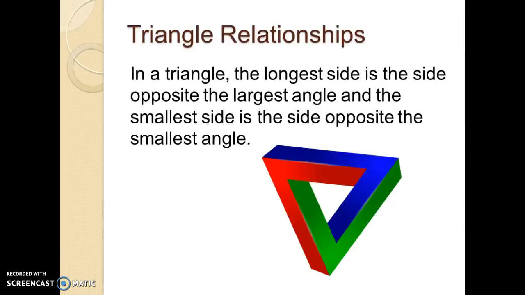To start the lesson, I will begin by activating prior knowledge. From the previous lesson, students learned that in a triangle, the longest side is the side opposite to the largest angle, and the smallest side is the side opposite to the smallest angle.